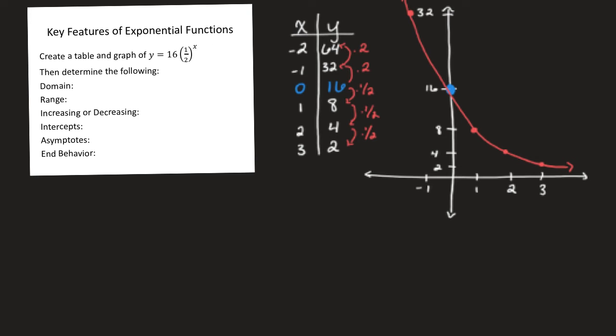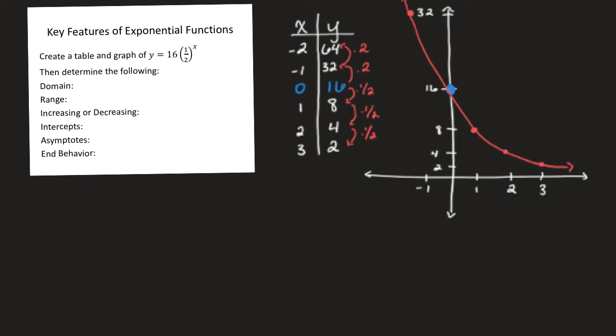Okay, I started my table by using my initial value of 16, and then for each x value, I took half of 16 repeatedly. So half of 16 is 8, half of 8 is 4, half of 4 is 2. To go backwards, I'm doing the reverse of taking half, which is multiplying by 2, and then I created my graph from there. So again, my initial value is also my y-intercept.